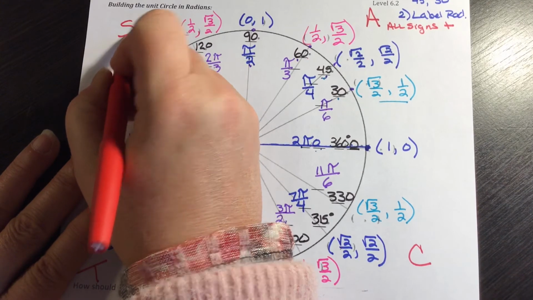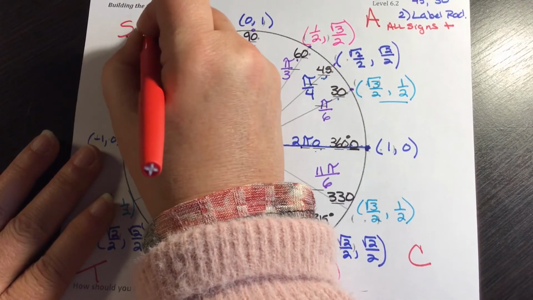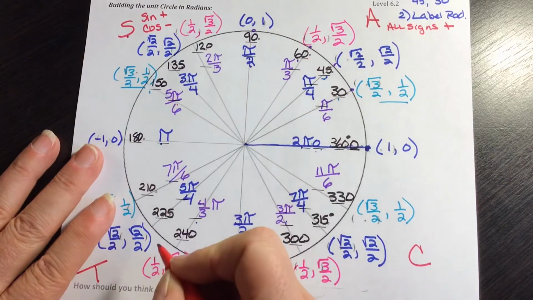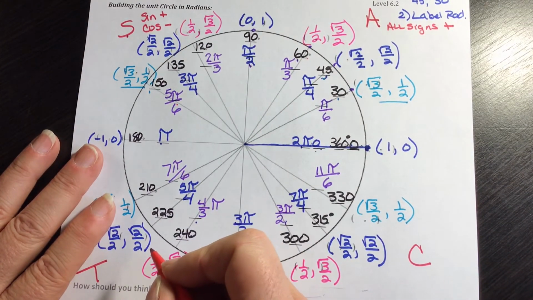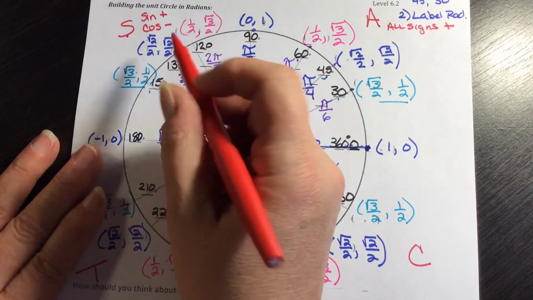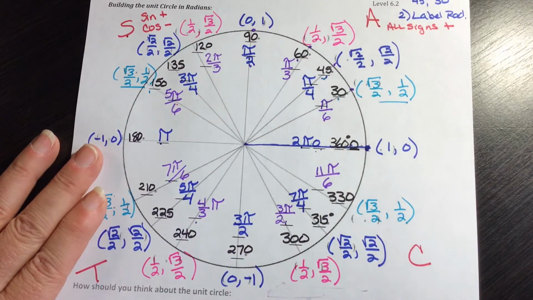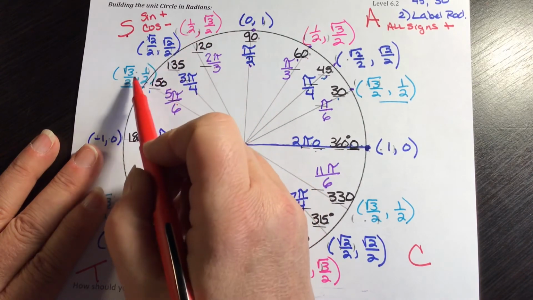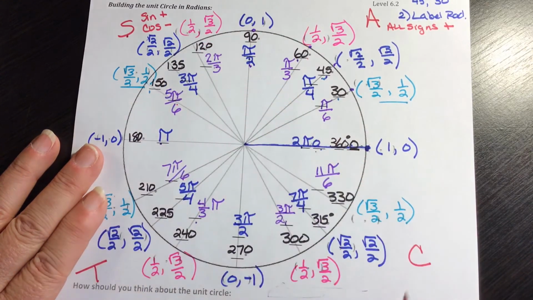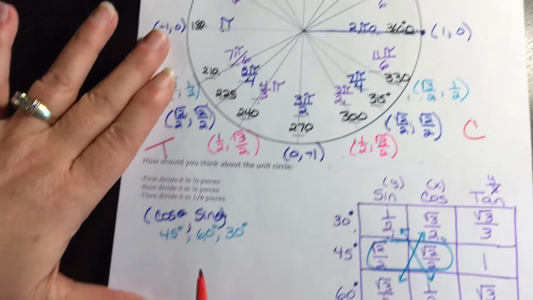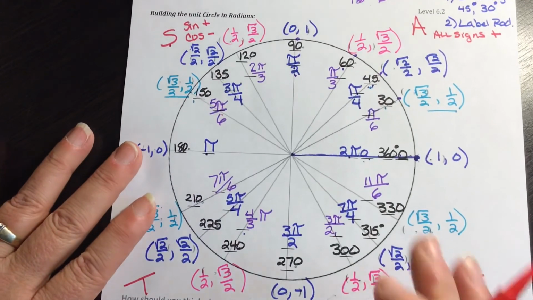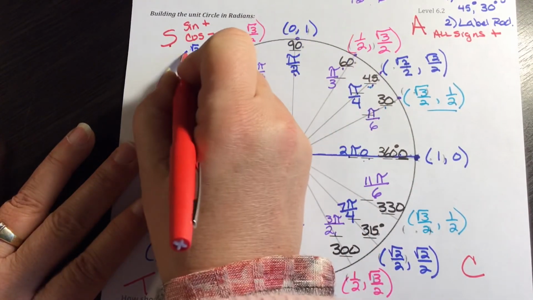In the second quadrant, only sine is positive, which means cosine is negative. Tangent will also be negative because that would be sine divided by cosine. So I'm going to find all the cosine values, and if I look down here, cosine is the x coordinate. So I'm going to make all these x coordinates negative.